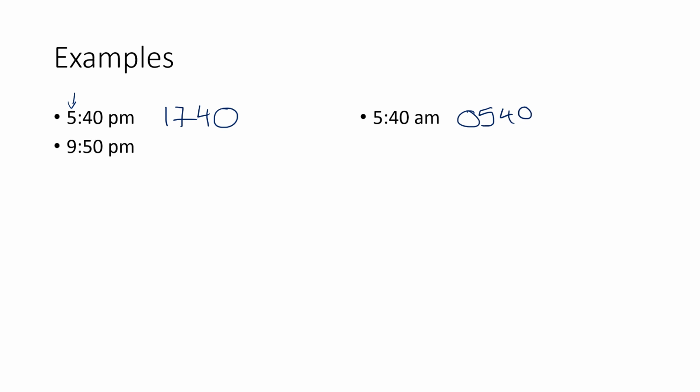How about 9:50 p.m.? That's when class should be getting out. Well, 9:50 p.m., we'll add 9 to 12, and we should get 21, so 21:50. 9:50 a.m. on the other side of the clock would just be 09:50.